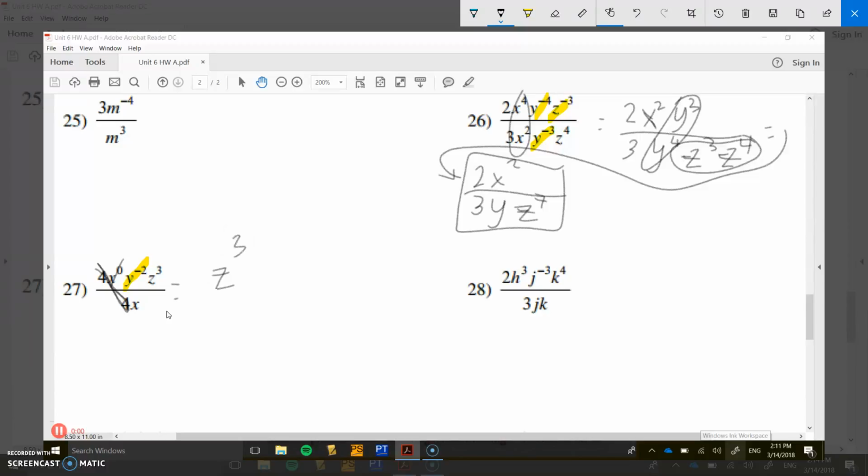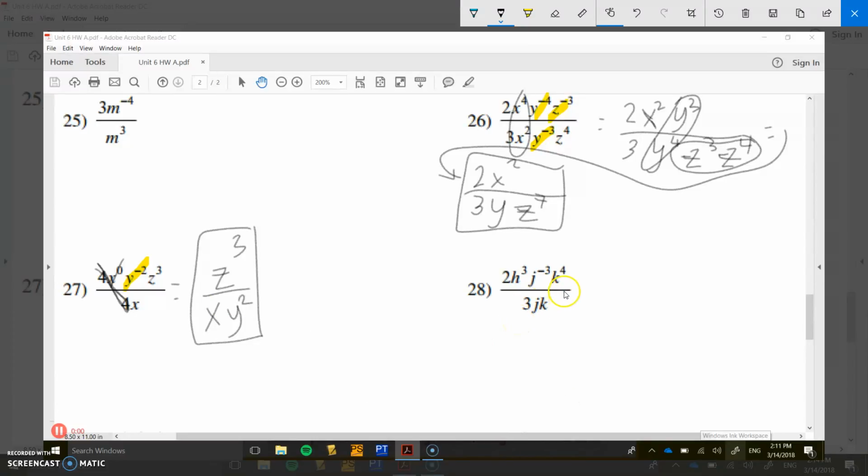We've got a z cubed on top, we've got an x on the bottom, and we've got a y squared on the bottom because this one moved down. Now, we can't do anything else because they're all different bases. Boom, boom, boom, boom. So that's the answer.